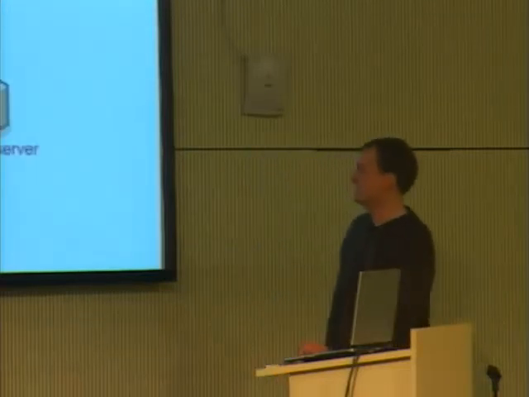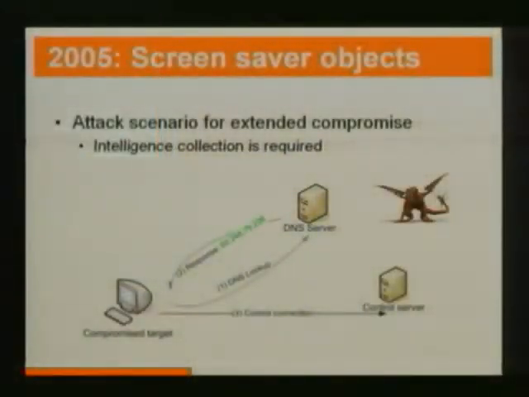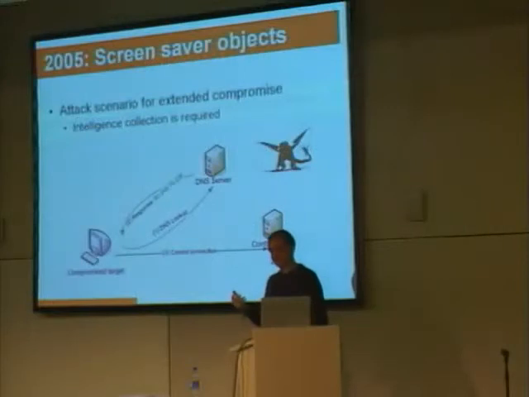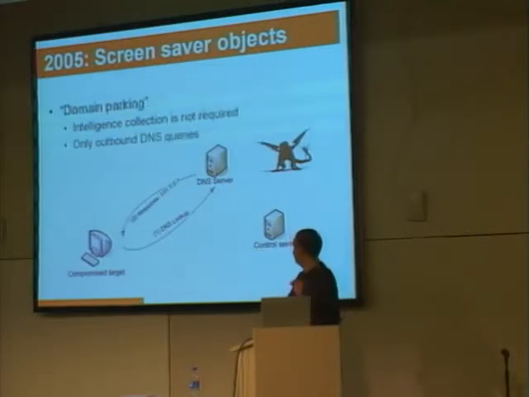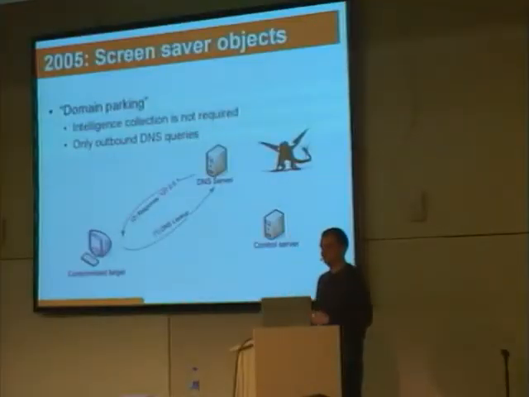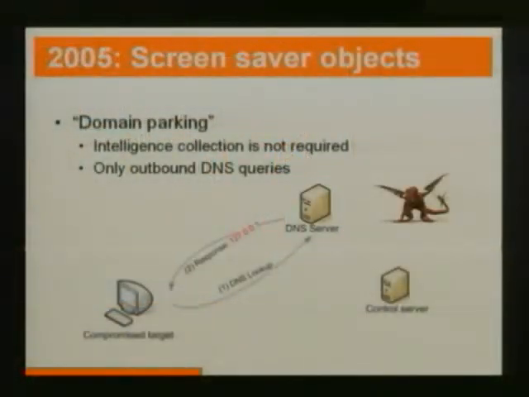So one technique that became common was actually to change the response at the points in time where collection wasn't really necessary. So suppose you need information, then you resolve the IP address. If you don't need information, then you resolve it too. Anyone who knows the answer? Localhost 127.0.0.1, because in that case you don't have the outbound connection and you only have the DNS query.